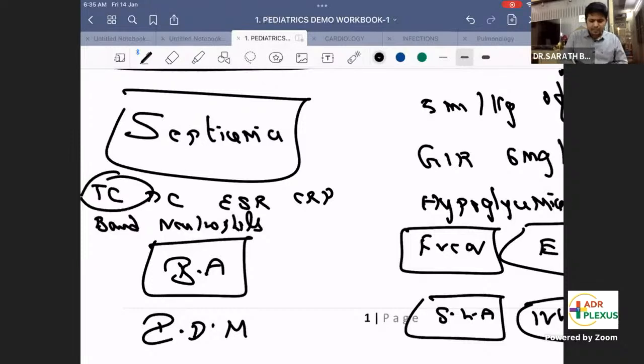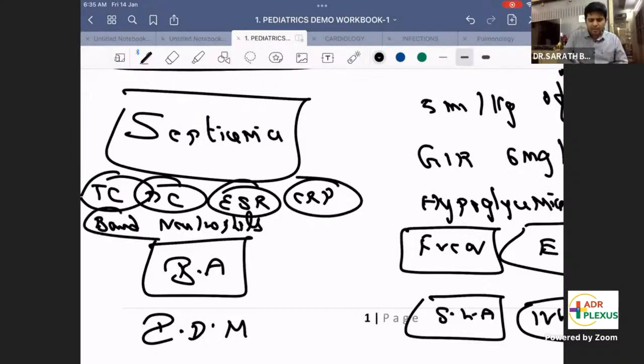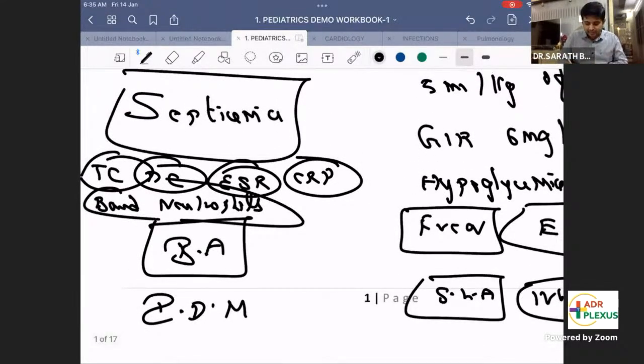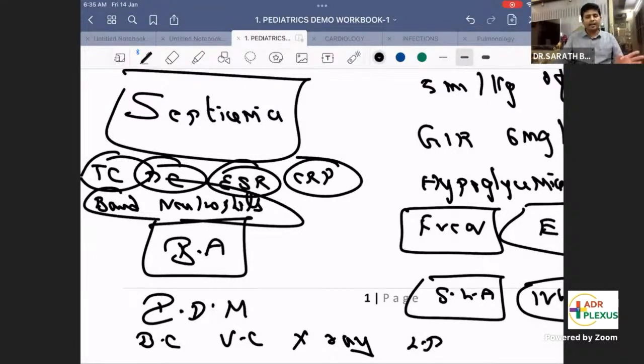Sir, my TC is normal, DC is normal, ESR is normal, CRP is normal. Immature neutrophils are normal for that age and sex. Okay. Apart from that, this is the indirect evidence. What is the direct evidence? Blood culture, negative. Urine culture, negative. X-ray chest, no pneumonia. Last but not least, LP, CSF, negative.